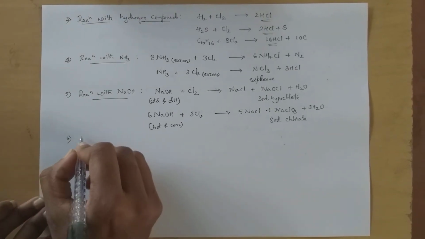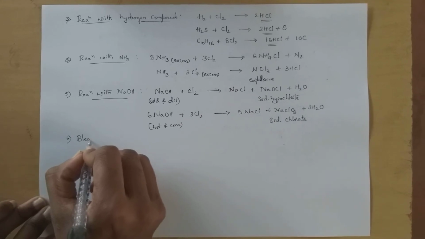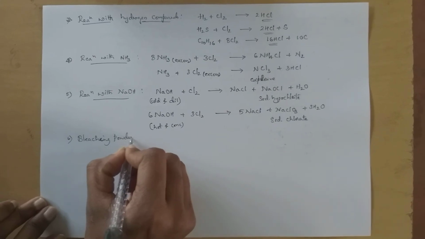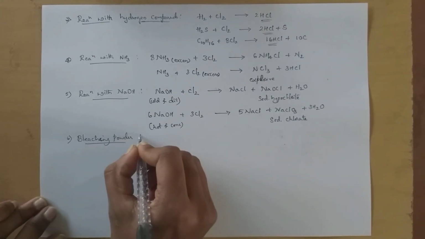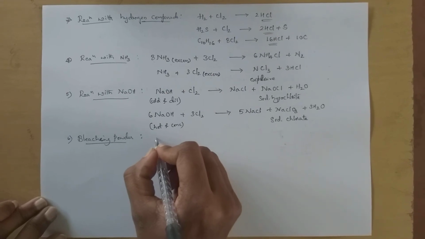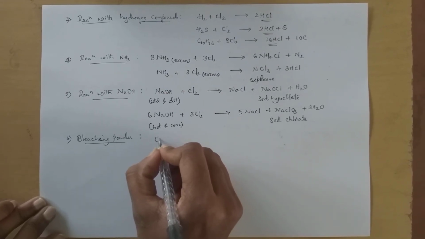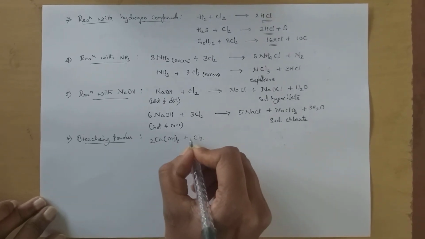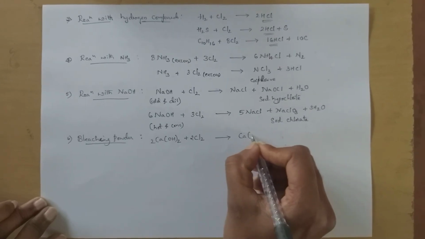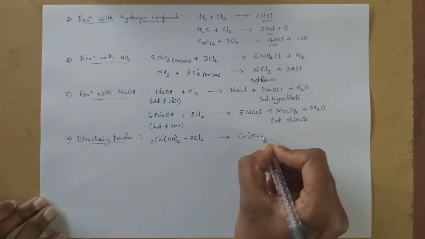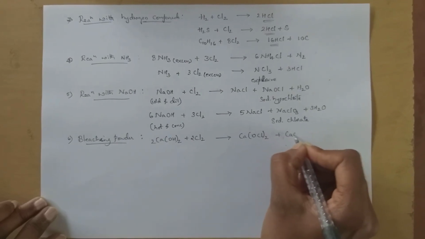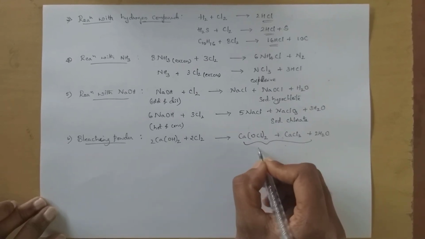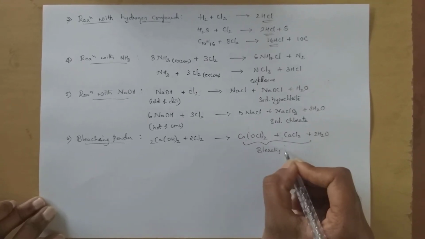Then one more reaction, that is formation of bleaching powder. As you already know what bleaching powder is. So how is it formed? Actually bleaching powder is a chlorinated compound. Particularly here the slaked lime, that is calcium hydroxide. When we treat lime with chlorine, we are going to get calcium hypochlorite and calcium chloride and water. So the combination of this we are going to call bleaching powder.